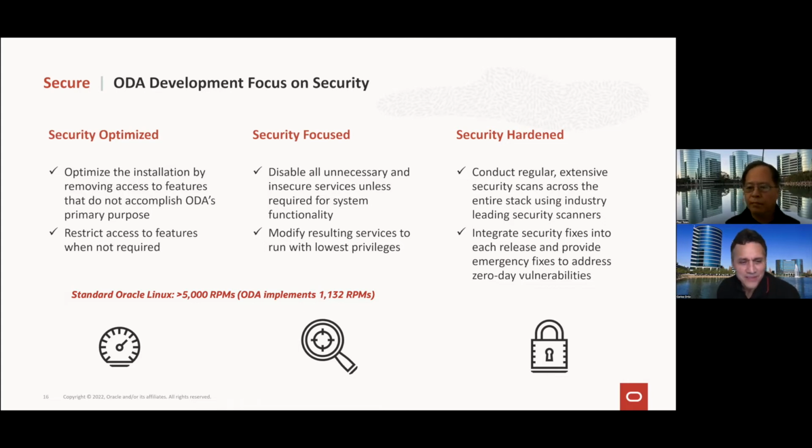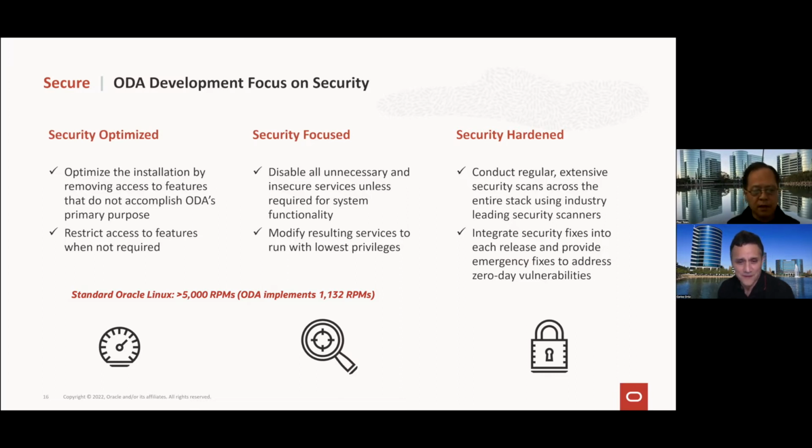One thing that I want to mention is that the standard Oracle Linux has over 5,000 RPMs, but in the Oracle Database Appliance, we only implement 1,132 to eliminate points of attack that others could take advantage of in the Oracle Database Appliance, right? So we only have this 1,132, which is more efficient. Yeah, that's a good point, right?